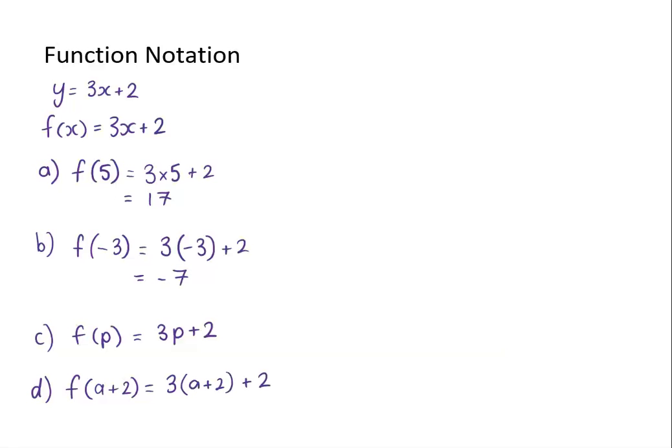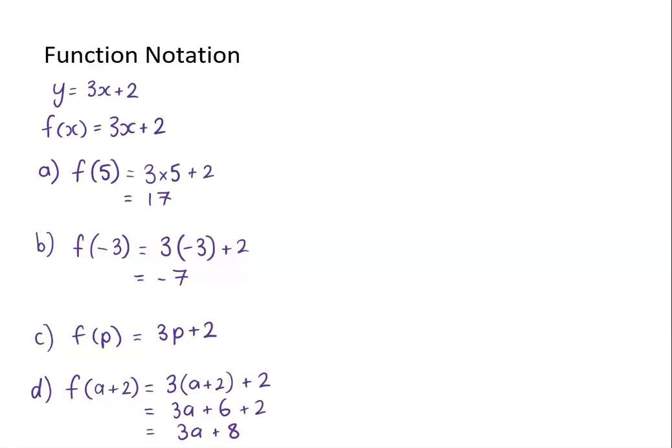Now we can expand and simplify this one a little bit better. So 3 times a is 3a, plus 3 times 2 is 6, plus 2. That will simplify down to 3a plus 6 plus 2. That gives us 3a + 8. You can see here that when we have a function, in function notation, we can substitute in any given value by replacing the x with that value. We're quite familiar with substitution. This is just a different way of writing it.